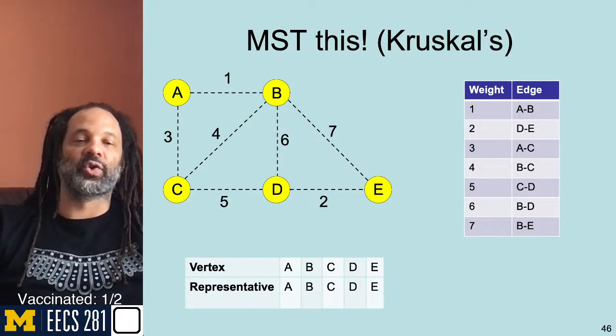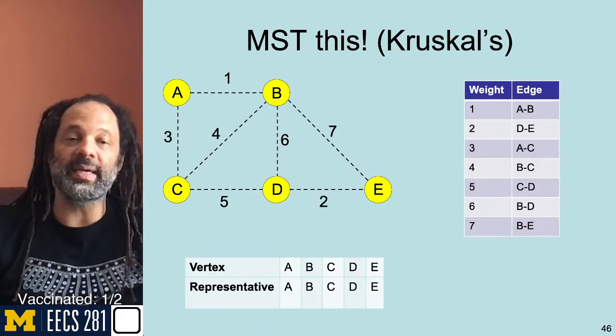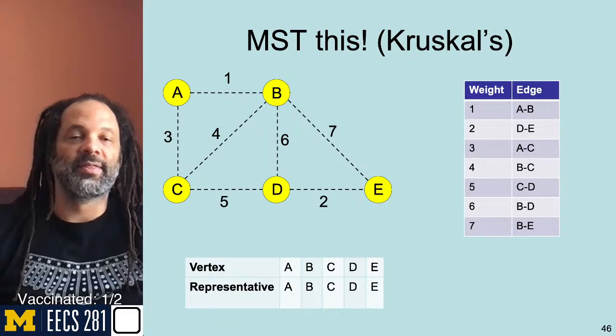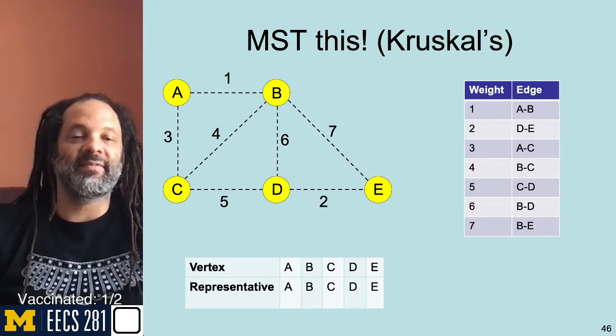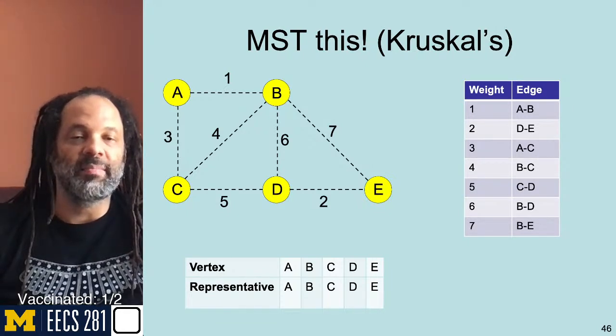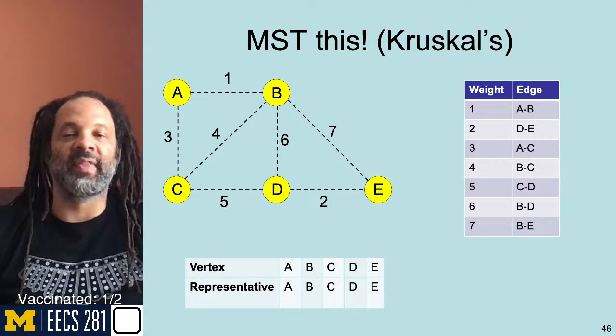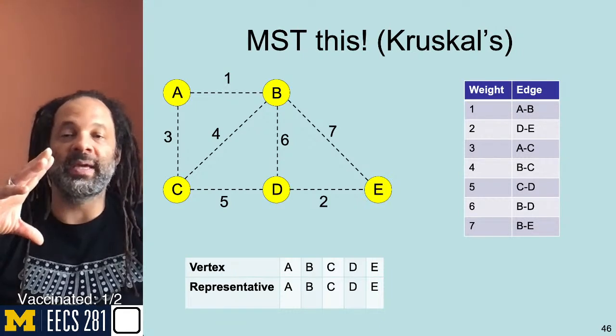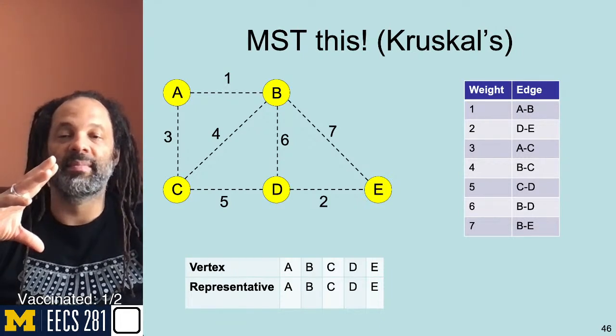You see that I've got my shortest edge, my weight 1 edge is AB, the 2 edge is DE, 3 AC, 4 BC, 5 is the CD edge, 6 is the BD edge, and 7 BE. So now I've done the hard work. That actually took me E log V time.